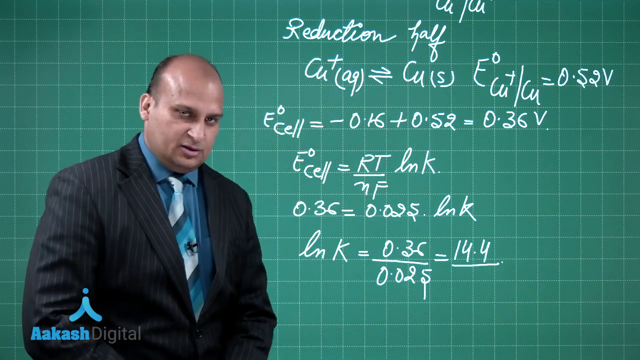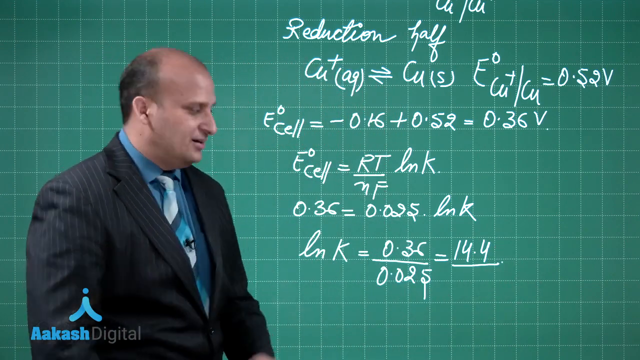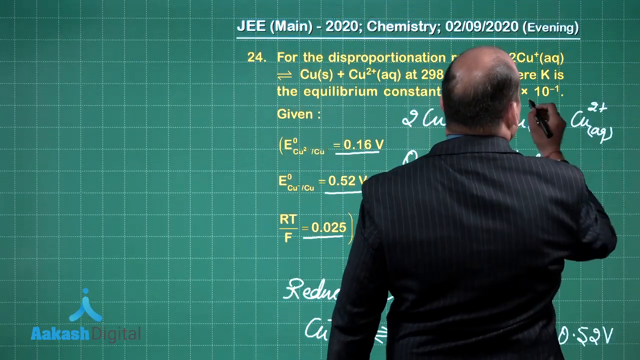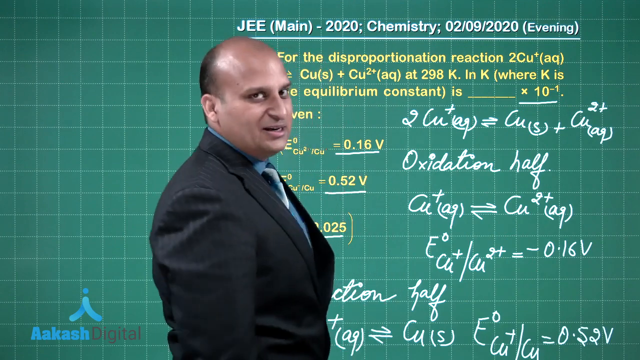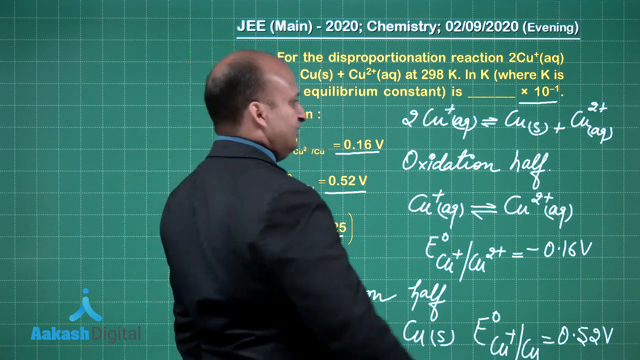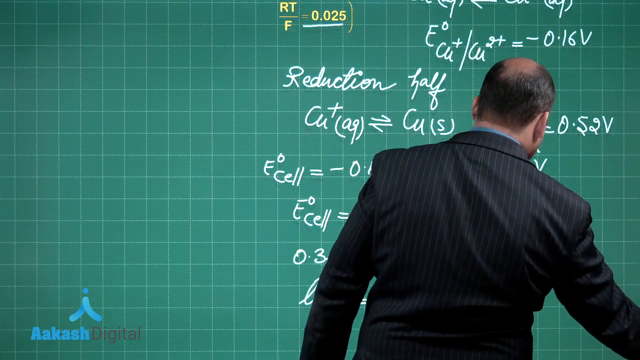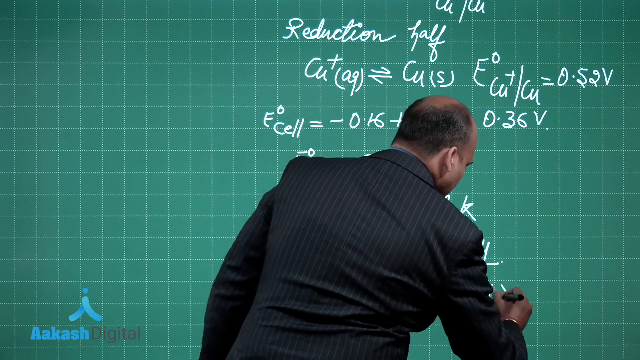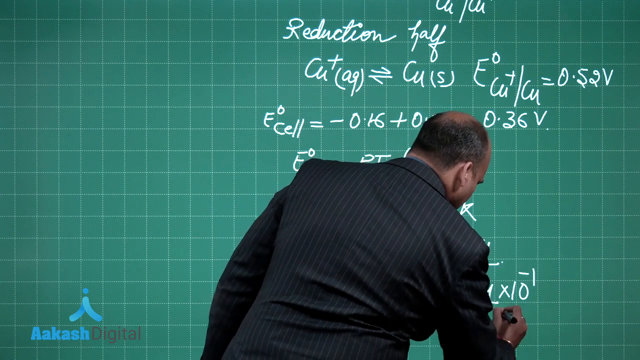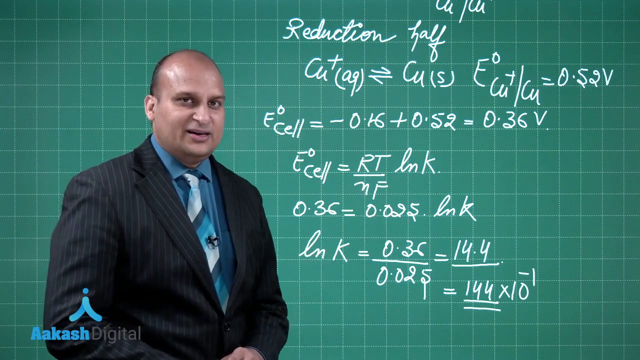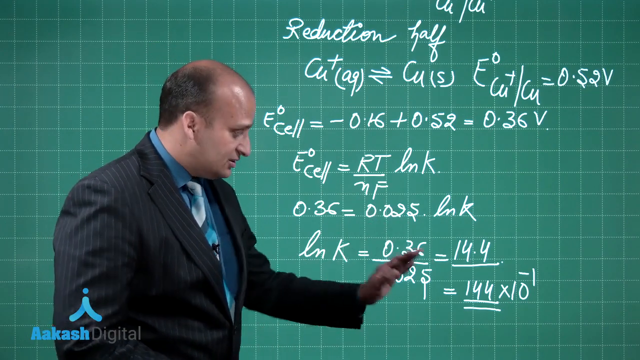Is it the right answer? No. Why? Because he is asking the answer as this into 10 raised to power minus 1. So, 14.4 is not the right answer. The right answer will be 144 into 10 raised to power minus 1. So, in the blank portion you have to write 144. Okay. So, this is the right answer.